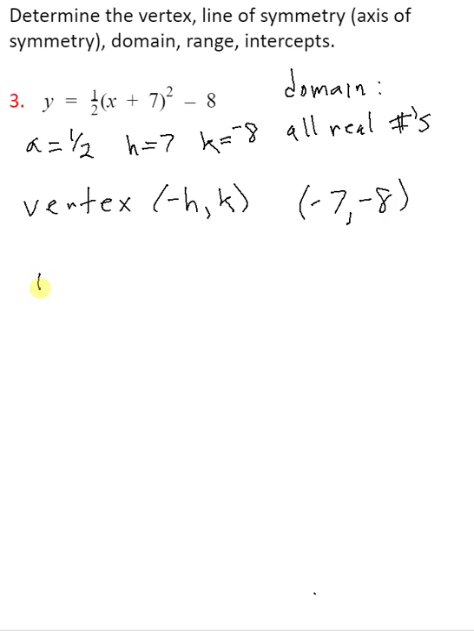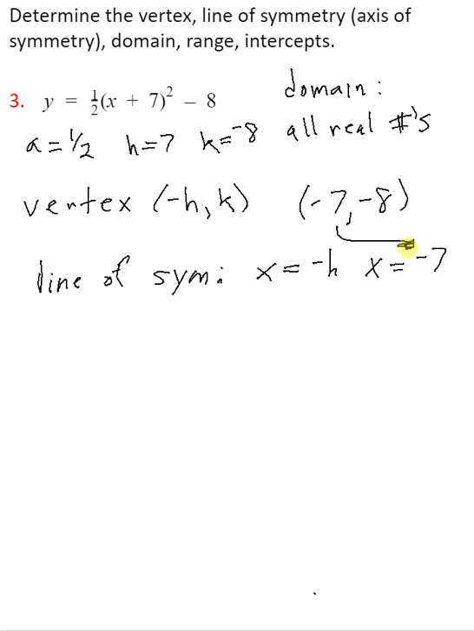My line of symmetry is x equals the opposite of h. So in this case, it's going to be x is equal to -7. It's also the x coordinate of my vertex.